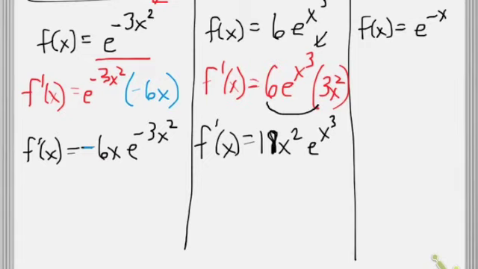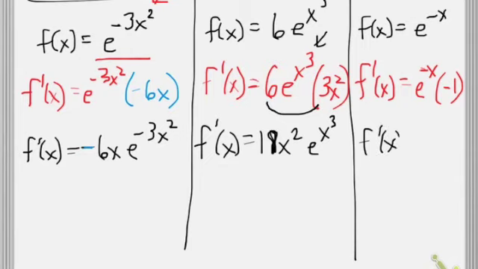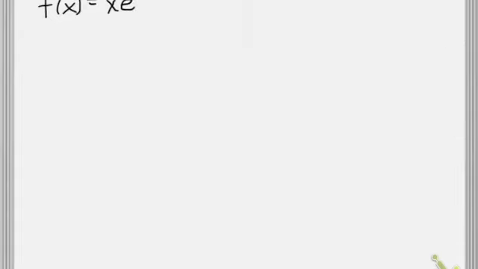Okay. All right, let's do this last one. All right, in the derivative, we, guess what, write what we see, which is e to the negative x, times the derivative of negative x, which is just negative 1. So our derivative is just negative e to the negative x. Okay, let's do a few more complicated ones.